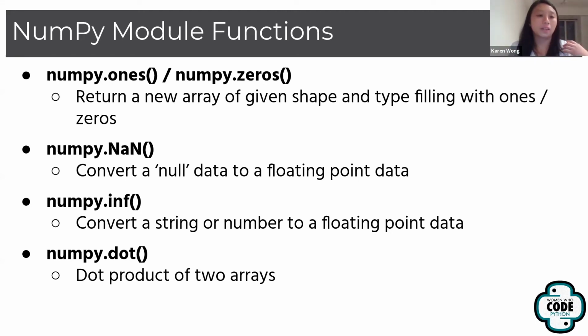And then you have numpy.nan, which converts the new data into floating point data. It also has infinite functions. It doesn't represent anything, it's just like an infinite number. It also has the dot product of two arrays. It sounds really weird that I'm putting this here, but in machine learning there's a lot of calculation. Honestly, it's purely calculations.